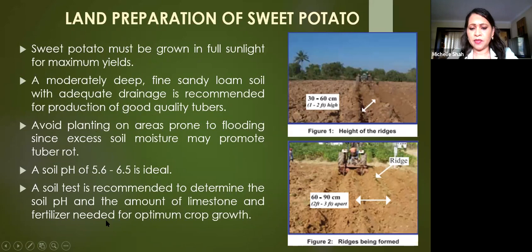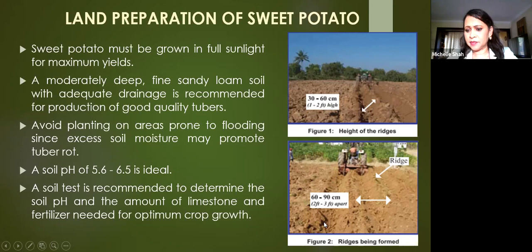So we have the ridges, which are 1 to 2 feet high, and then the distance apart of the ridges is 2 to 3 feet apart. So the diagram shows you here the 1 to 2 feet high and 2 to 3 feet apart.